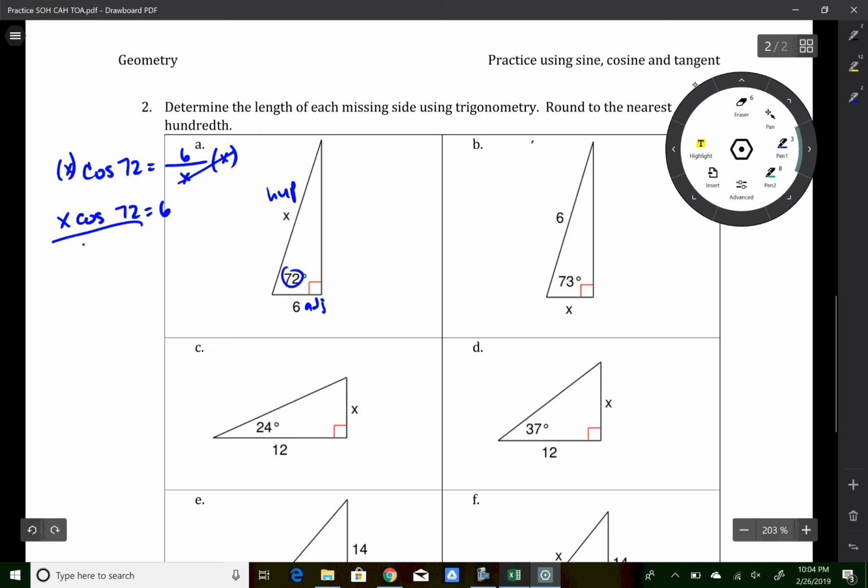And then solve for x. Cosine of 72 is just a number, it's a ratio. So x is equal to whatever that division is. So 19.42.